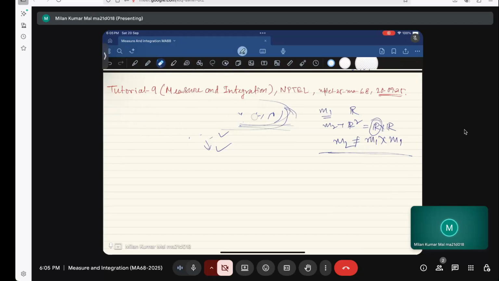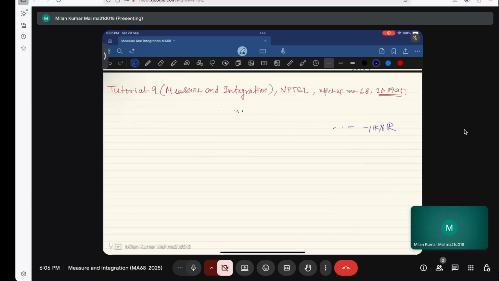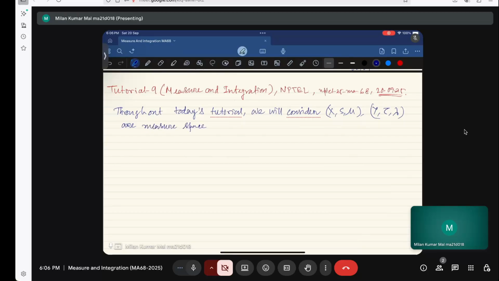Let me start. Throughout today's tutorial we will consider X, S, mu and Y, tau, lambda as measure spaces. These are today's standing assumptions. We will always consider these two facts.